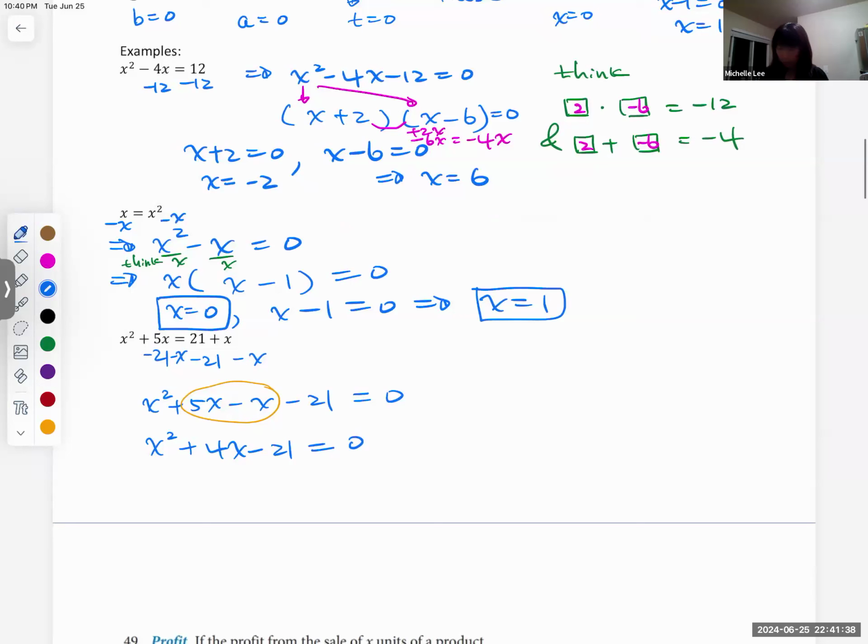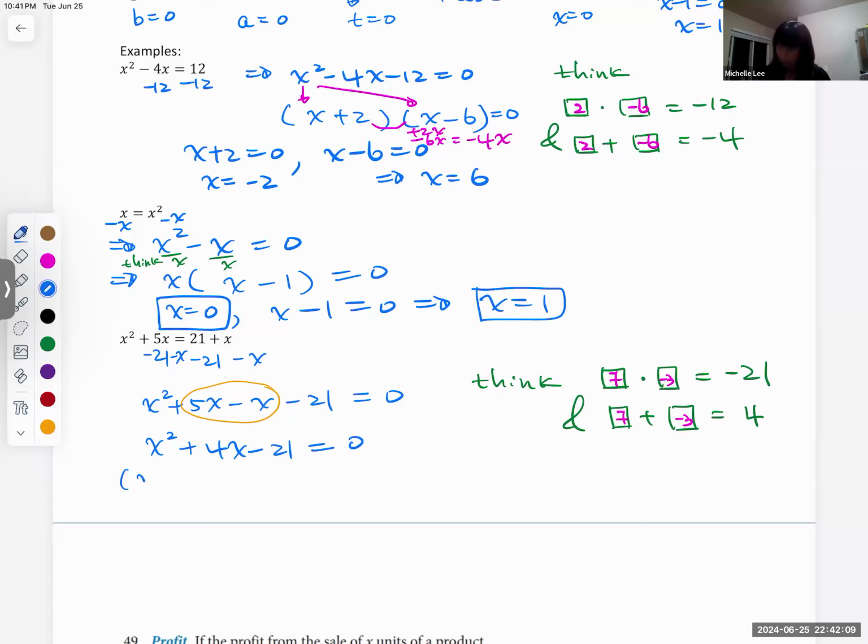Can you factor? Yeah, let's think. Two numbers that multiply to make negative 21, so one number must be negative. At the same time, we add the numbers to get positive 4, right? So what is that? Positive 7 and negative 3. Yeah, that works, right?